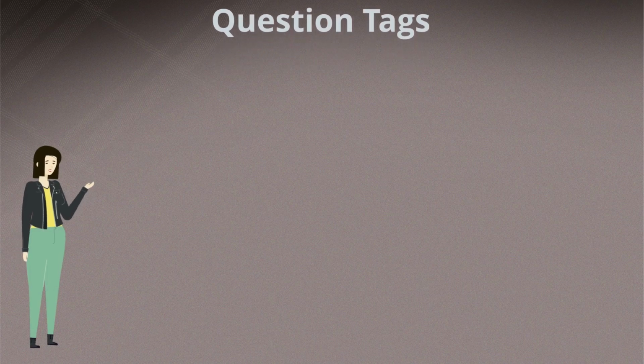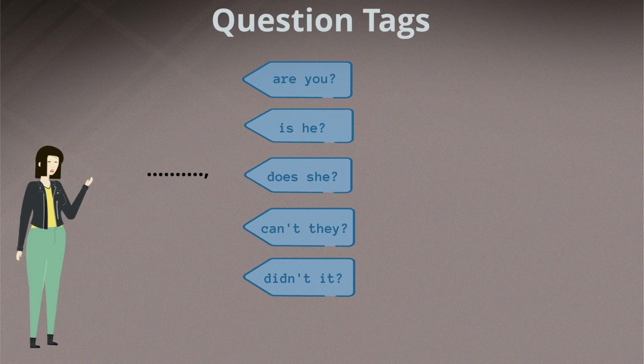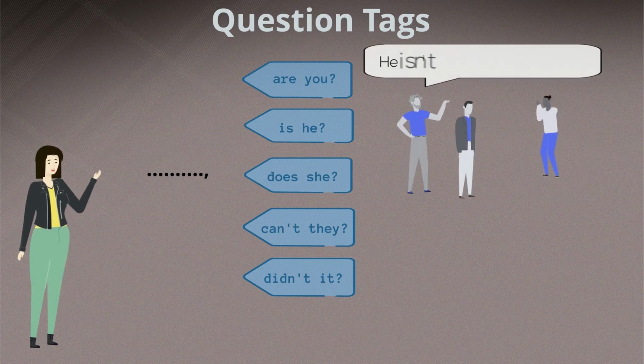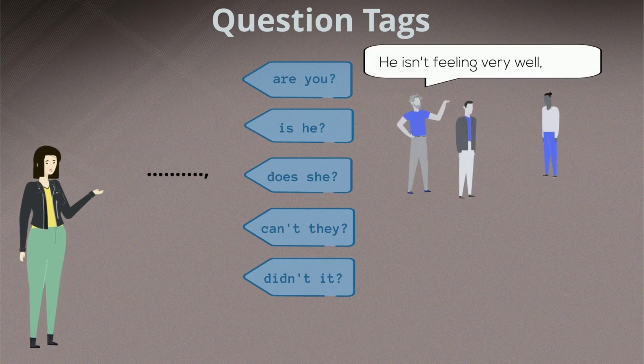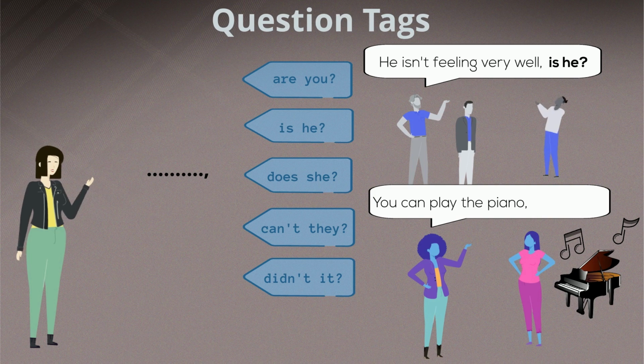A question tag is a device which can turn a statement into a question. For example, the statement, "He isn't feeling well," can be turned into a question by adding the question tag, "Is he?" So, we can say, "He isn't feeling well, is he?" Similarly, "You can play the piano," can be turned into a question by adding, "Can't you?"